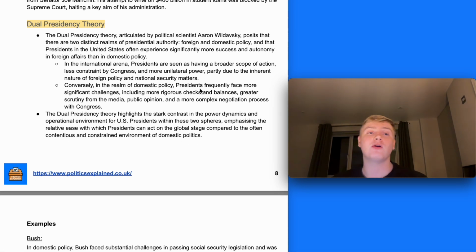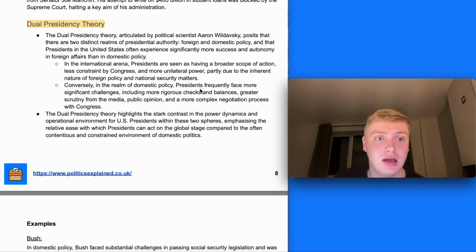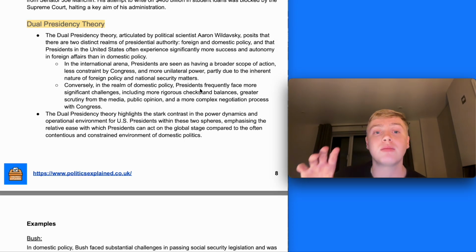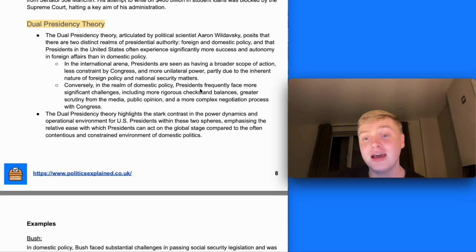And the final key theory we're going to have a look at is dual presidency theory, which is articulated by political scientist Aaron Wildavsky, which posits that there are two key realms of presidential authority, one in which they have a lot of power, one in which they don't. So it suggests that presidents often experience significantly more success and autonomy in foreign policy than they do in domestic policy, where they have a lot less power.